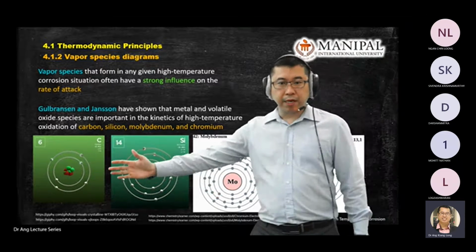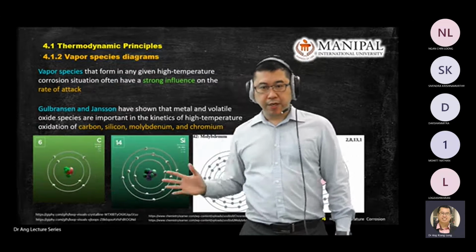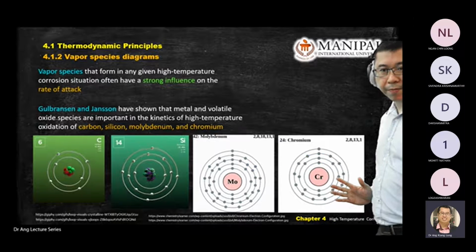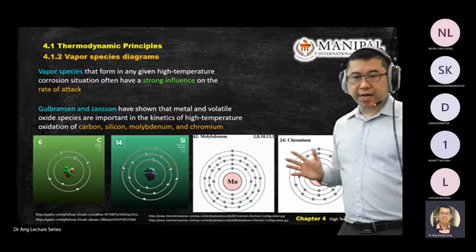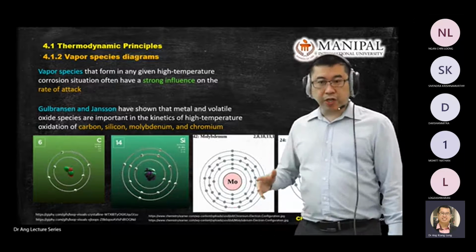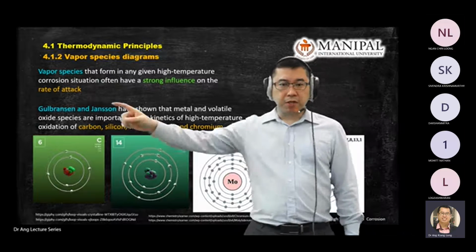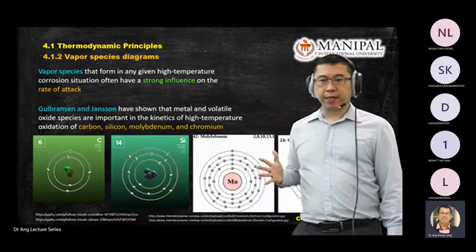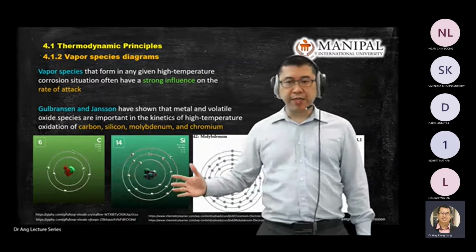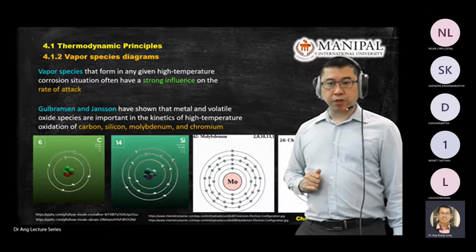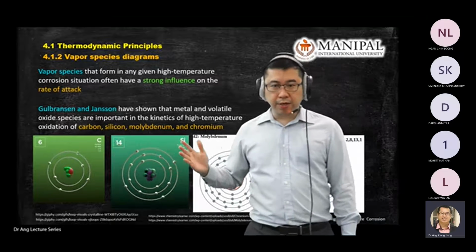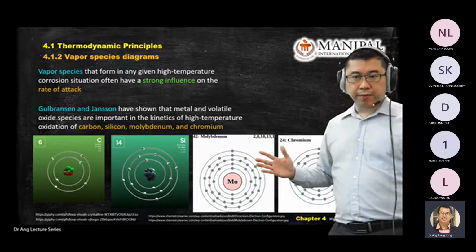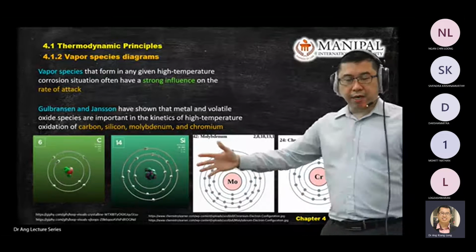All right. I think most of us are familiar with carbon. We are familiar with silicon, but not molybdenum and chromium. Okay. So these are the four members that fall into our content here because of this G and J research. Because we need something to talk about high temperature corrosion, and they have the data to support this kind of corrosion. Okay, so carbon, silicon, Mo, molybdenum, and chromium. So just get prepared.